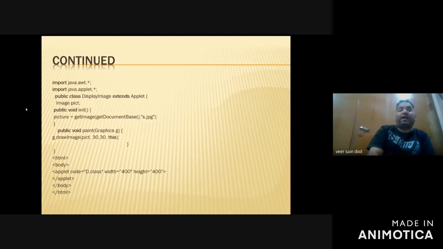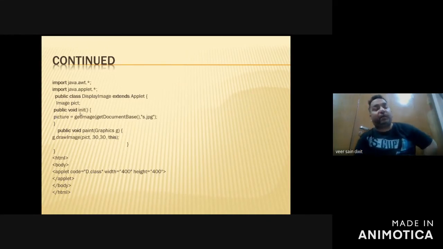Now you are overriding the init method. In the earlier examples, you were not overriding it; by default, the init method will be inherited. But here you are overriding it. Public void init, in which you are using the methods getImage and getDocumentBase with the file s.jpg. It means that you are including a picture on your applet. So by using the getImage and getDocumentBase methods, you can include images into your applet.